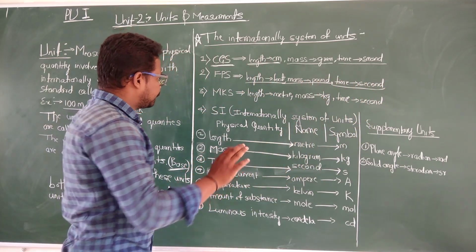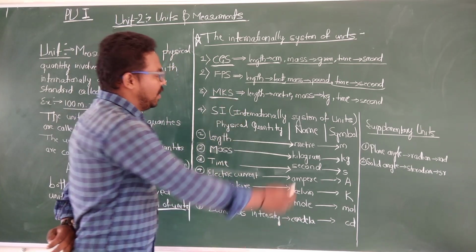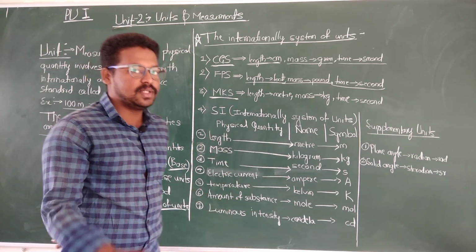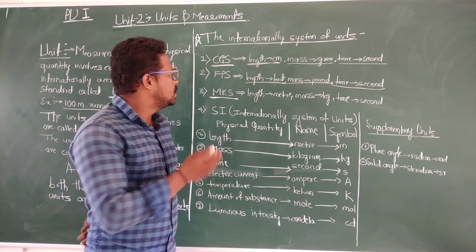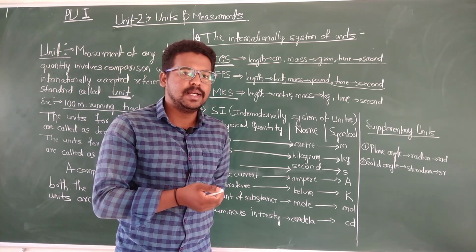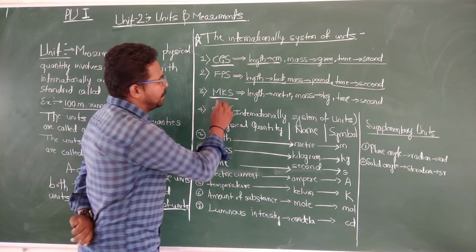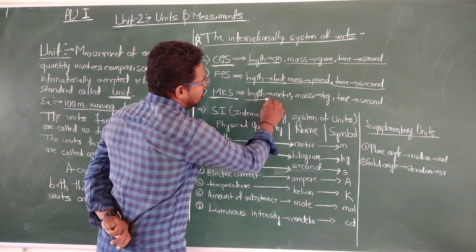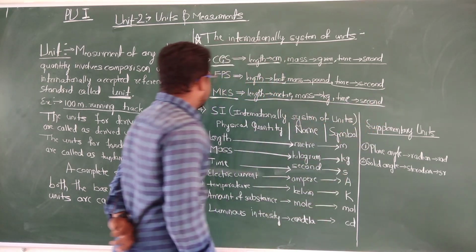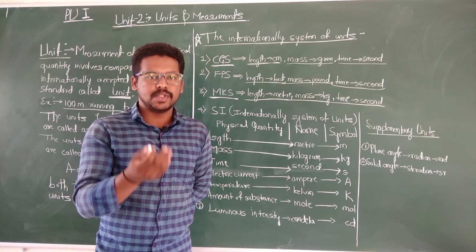And next, MKS. So just think about it. CGS is centimeter, gram, and second. FPS is foot, pound, and second. And what will be the MKS? You have to think about that one. MKS means length is measured in meter, mass is measured in kg, and time is measured in second. So the MKS system is almost similar to the standard system of units we are using now.